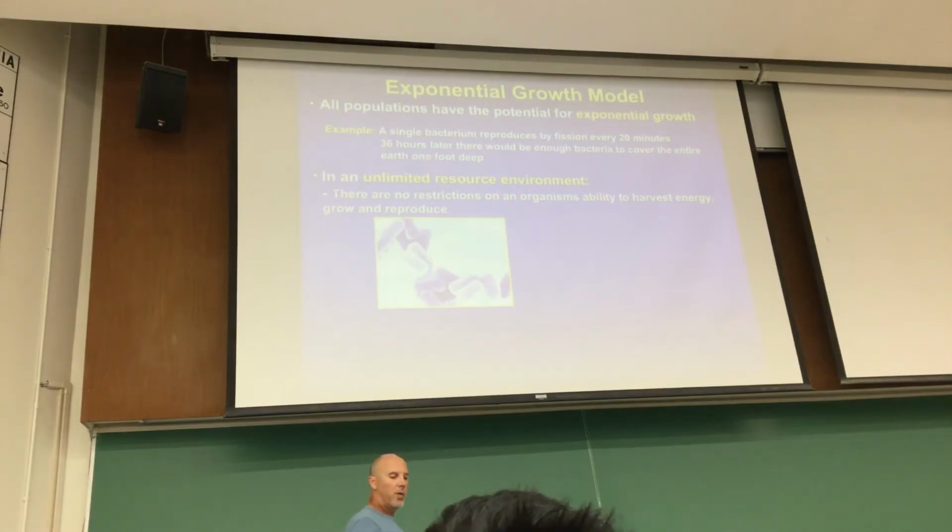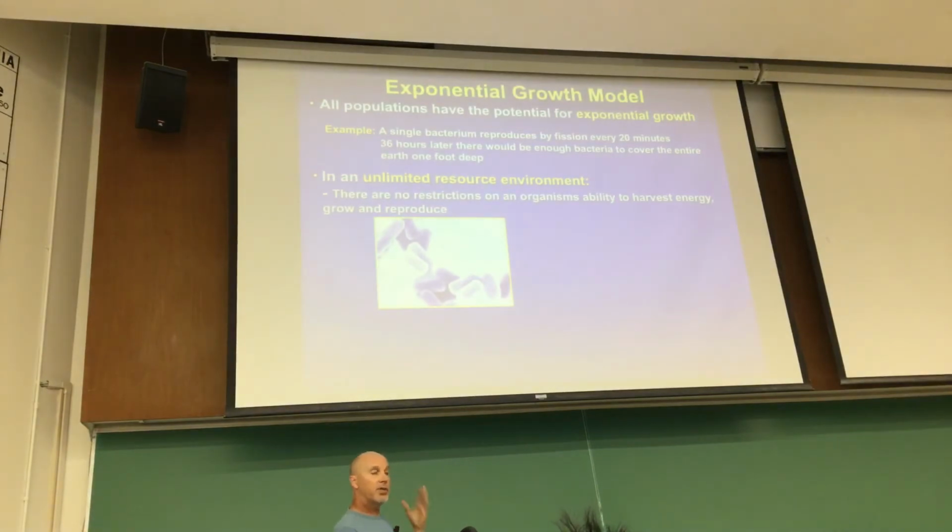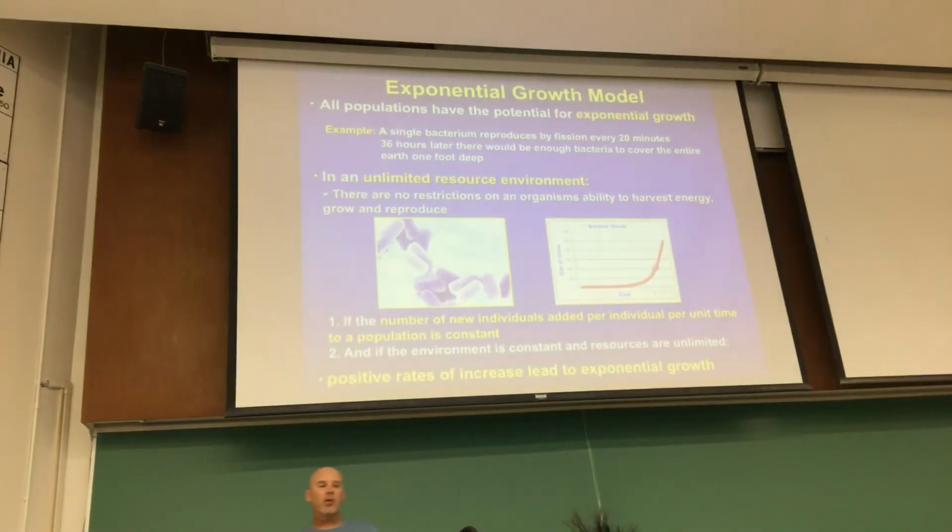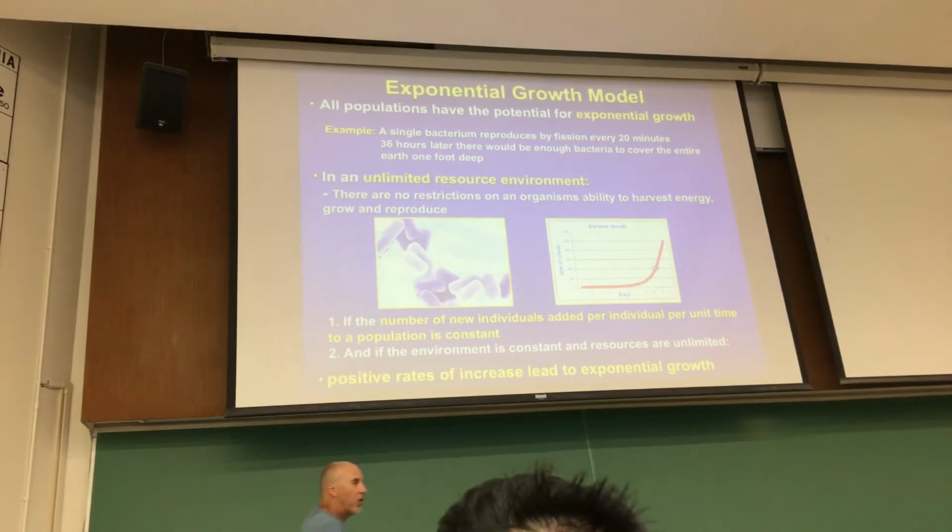Okay. So remember, in this particular example, we were saying that all populations have the potential for exponential growth. Do they show that? No, and that's a good thing. But they have the potential for it, and that's really important. So remember, the take-home here was, under a set of very precise environmental considerations, you can get exponential growth. And remember, what are those?